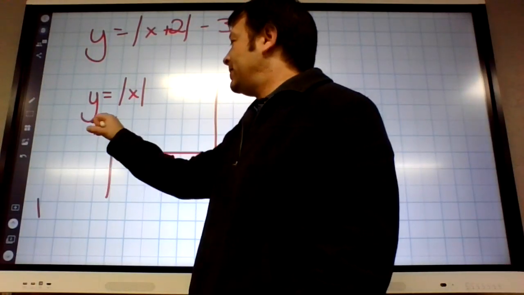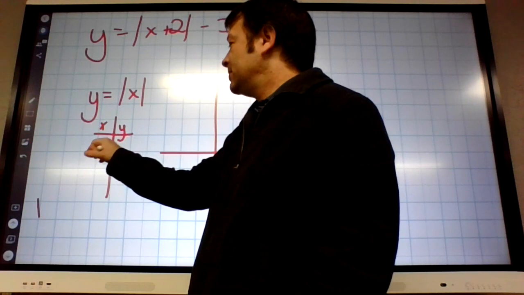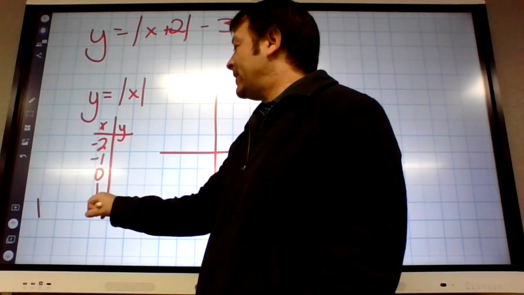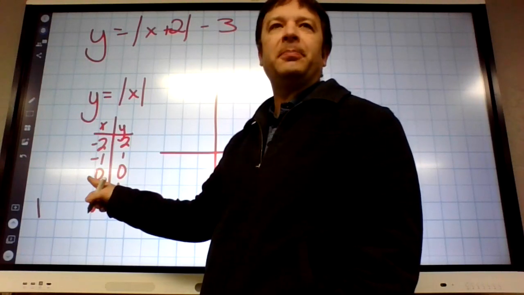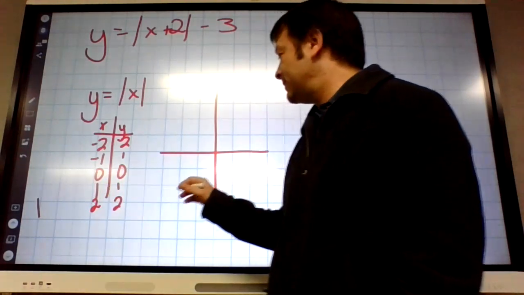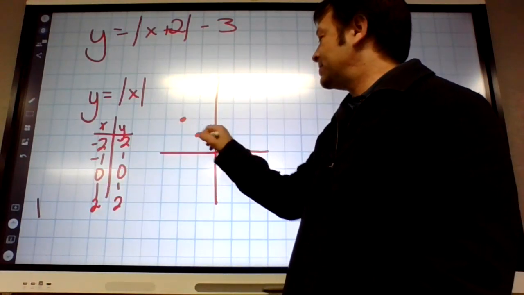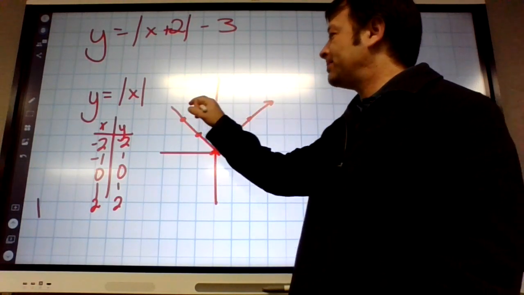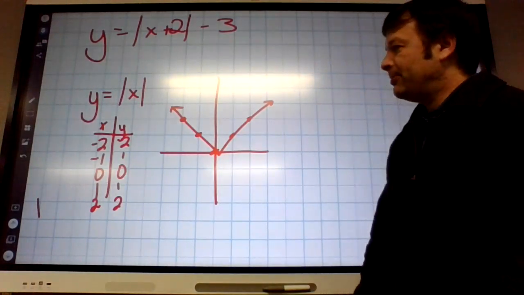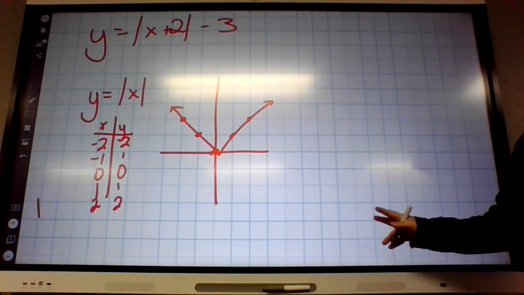When you plug in negative values to an absolute value, it comes out positive, right? When you plug in positives, it stays positive. And if we graph those points, it looks like this. This was way back in chapter 3 or something. It made a V.